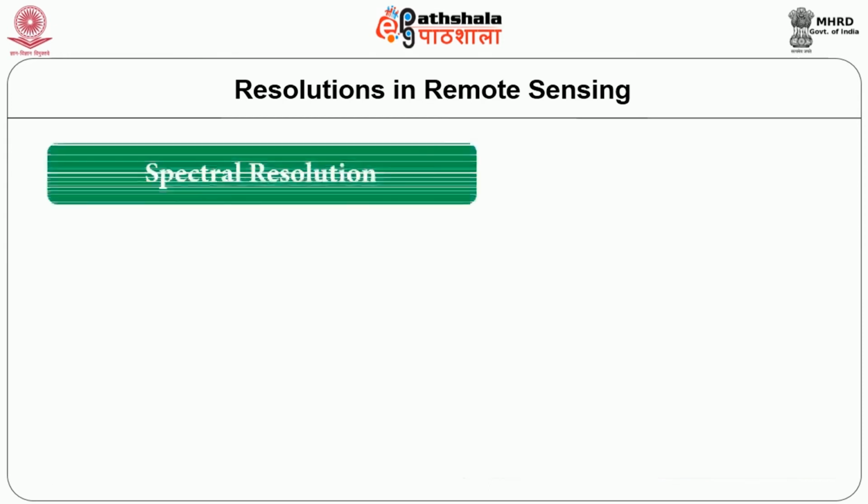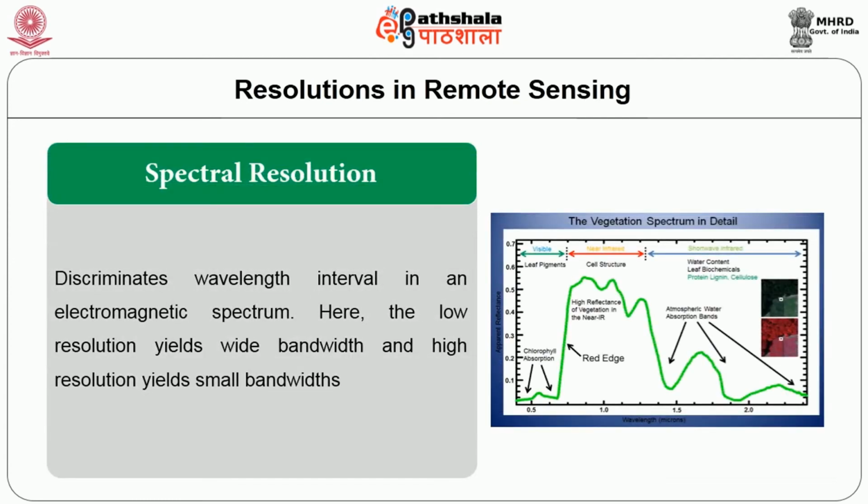The next one is spectral resolution. Spectral resolution discriminates the wavelength interval in an electromagnetic spectrum. Here the low resolution yields a wide bandwidth and the high resolution yields a small bandwidth. In the picture you can see the vegetation spectrum in detail. All these images are taken through spectral resolutions. Low resolution gives you a wide bandwidth and high resolution gives you small bandwidths.